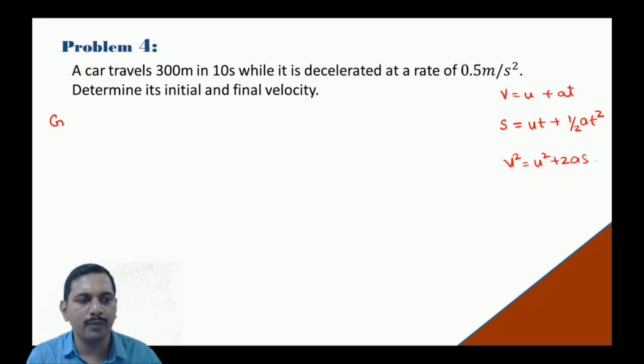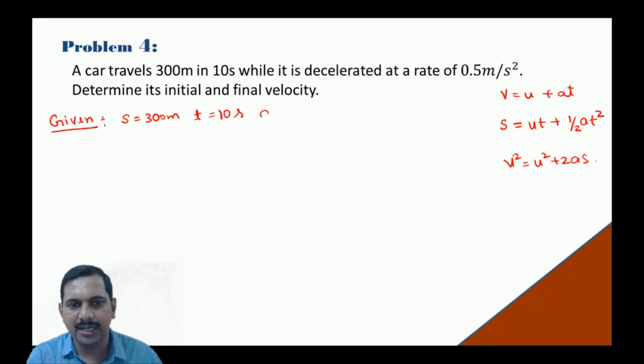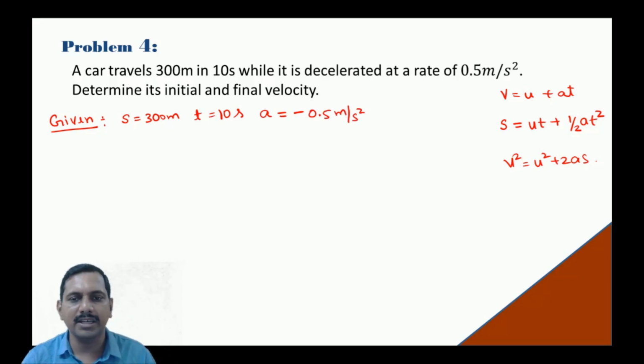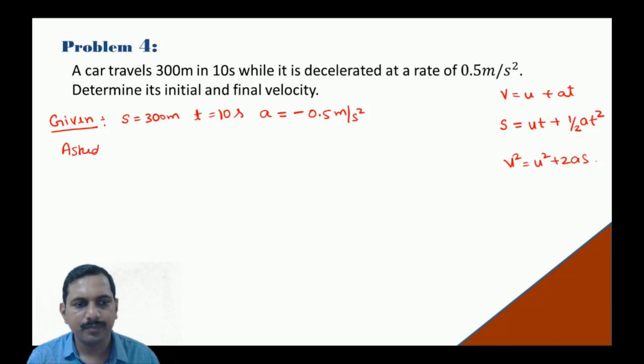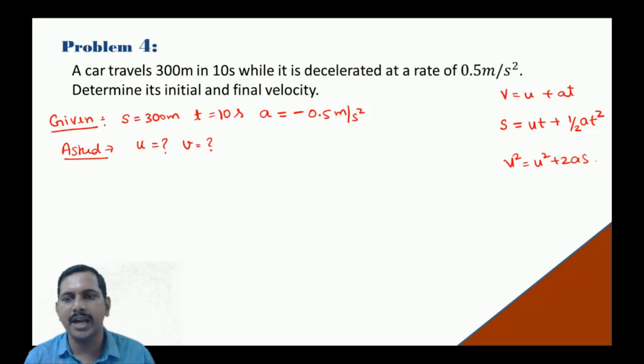Now next we will go with what is given. The car travels 300 meters, so s is given, which is 300 meters. Time is given, which is 10 seconds. Deceleration means negative acceleration, so it is minus 0.5 meters per second squared. And what is asked is we have to find u and v, the initial and final velocity.